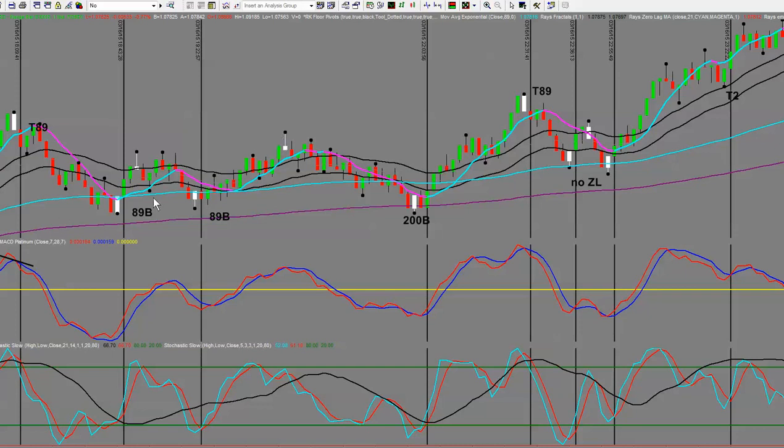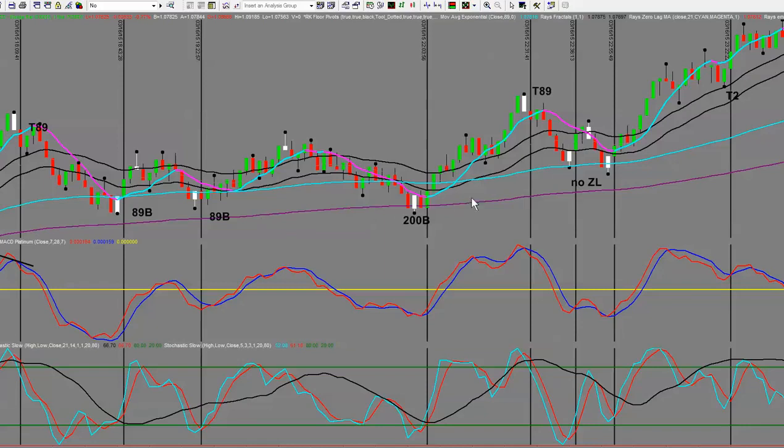Now you actually had two 89Bs in a row here. You had one, and your secondary one, your entry would not have been to here. Now why here and why not there? Remembering we're always waiting here for our zero lag to turn up and to turn cyan for long, magenta for shorts, cyan for long. Down here we've got another beautiful 200B bounce.